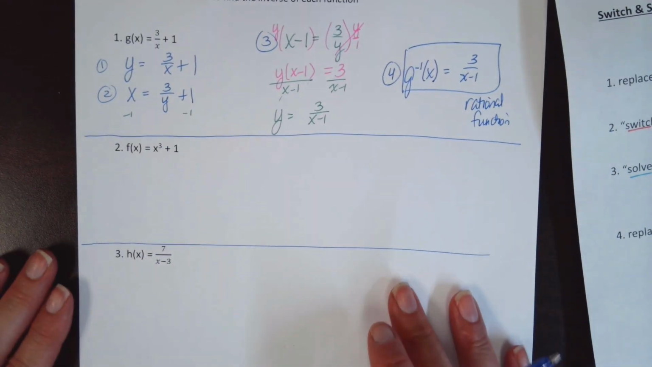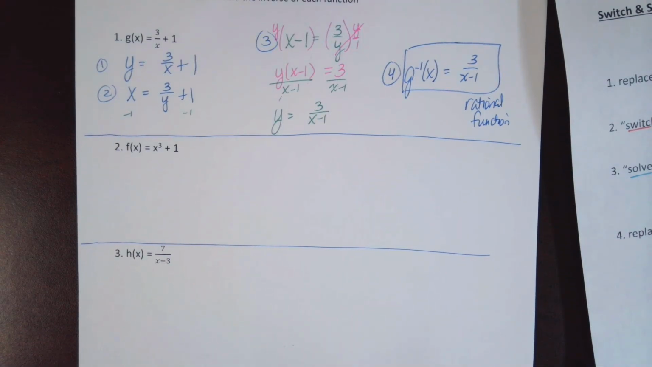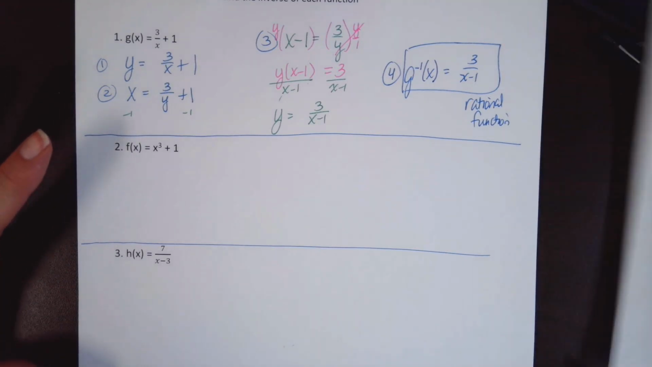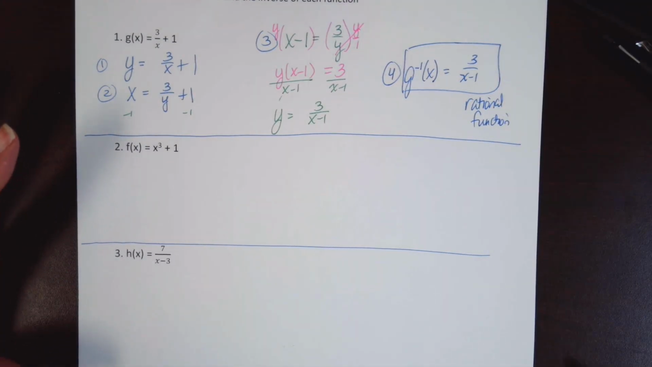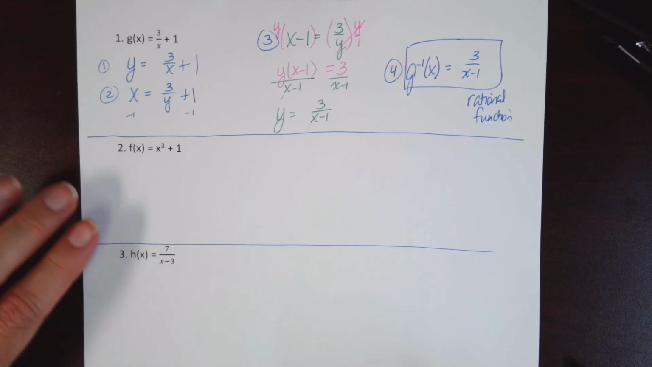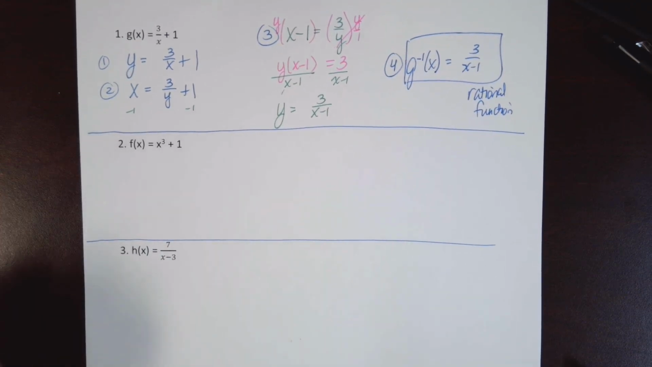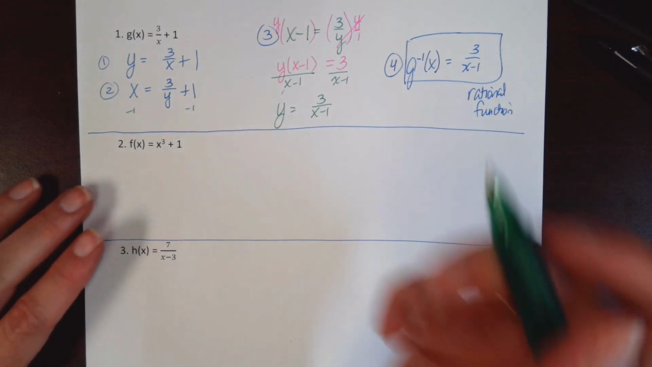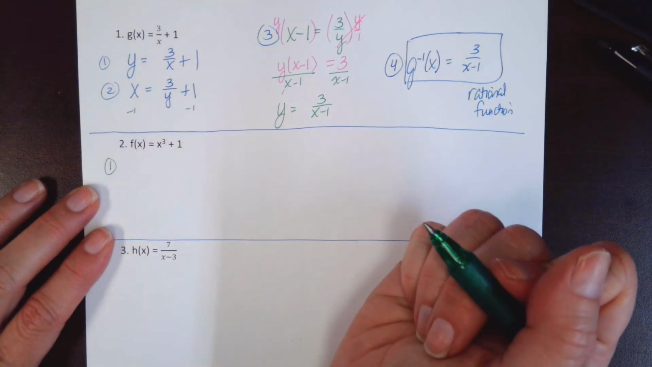Okay. I want you to give it a shot with 2 and 3. Pause the video, see what you can do with 2 and 3. I'm going to work through them following my steps for switch and solve method, but I would like you to try it on your own. So pause the video, then come back after you've given it a good old try and see if I did the same things you did.